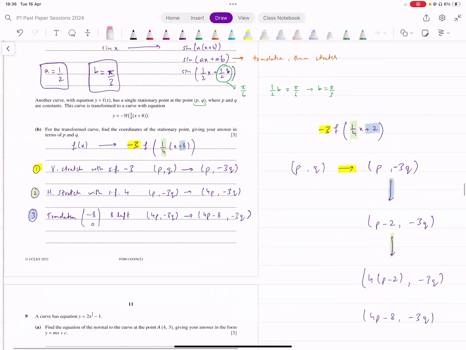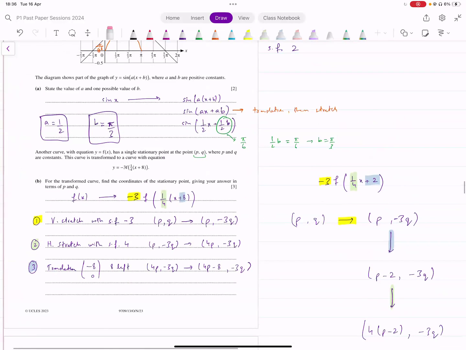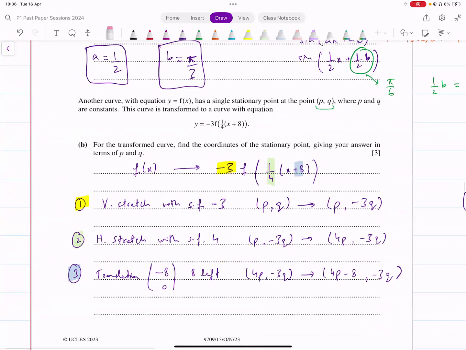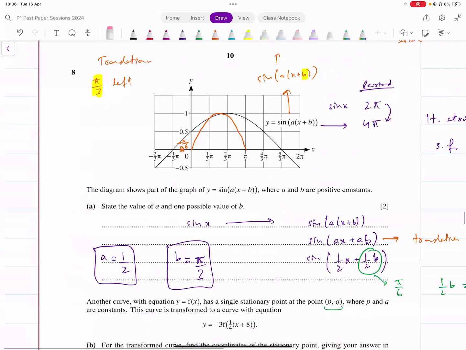Is that okay? This was a very tricky question. So go through this again in your own time to understand this well, because this does make the order of transformations thing very clear if you understand this well. Okay, so that was question number 8.